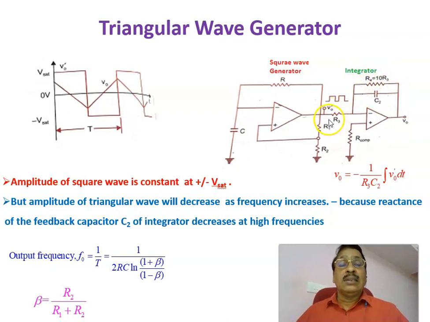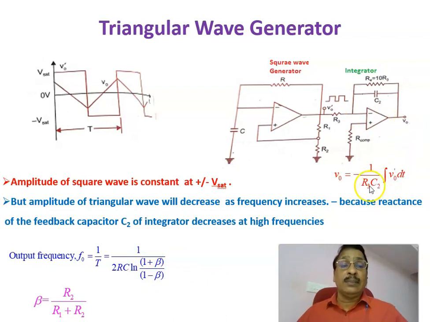so that the DC quantity will be amplified, and the AC part will be getting integrated. That is the purpose of adding a resistance. It's already explained in the case of a practical integrator. Therefore, this is a square wave generator. The output of the square wave generator is given to a practical integrator, and the output waveform has a frequency, as I explained, 1 by 2 pi RC natural logarithm of 1 plus beta divided by 1 minus beta, and that is given as input to the integrator.